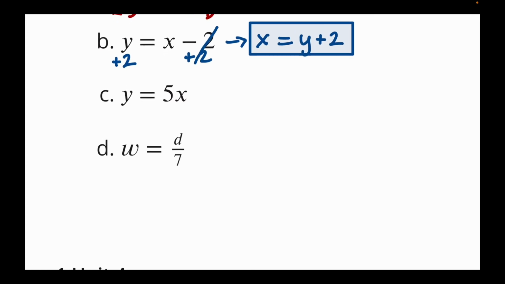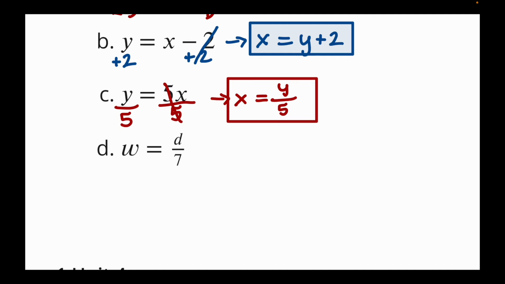C and D are both one-step equations as well. They're using different operations here, though. So just like we had addition and subtraction, for C and D we have multiplication, and then we have division. So let's go back to using red. If y is equal to 5x, we want to get x by itself. So in order to do that, we're going to divide both sides by 5, because divide is the opposite of multiply. So we'll have this here. Cancel out. And then what's going to be left is x equals y divided by 5.